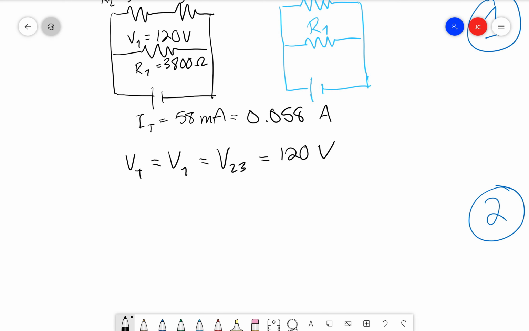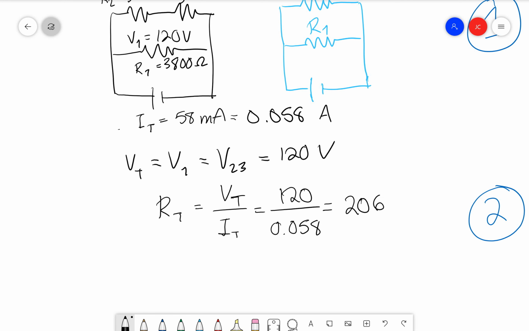This is a good tip. If there's something like this, which you can kind of see before even starting, this is always super helpful insight. It's always good to get the total values if you can. If you can find total voltage or total resistance or total current, that tends to help you a little bit in the question. For instance, we can also look at total resistance. We have total current and total voltage. We can look at total resistance using Ohm's law again, which is just Vt over It. That's going to be 120 volts over 0.058 amps, which is going to equal 2069 ohms.